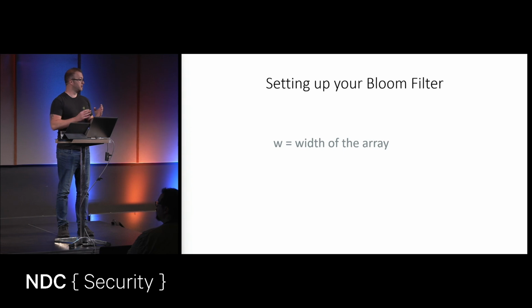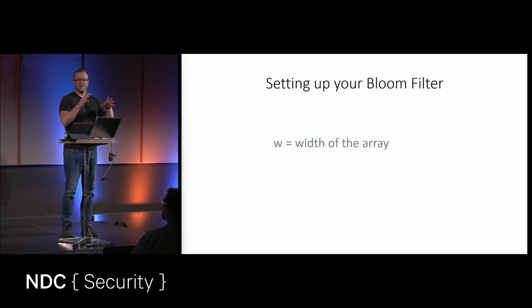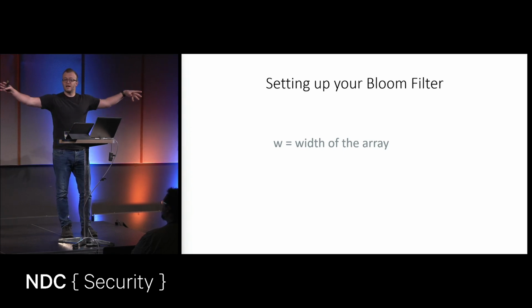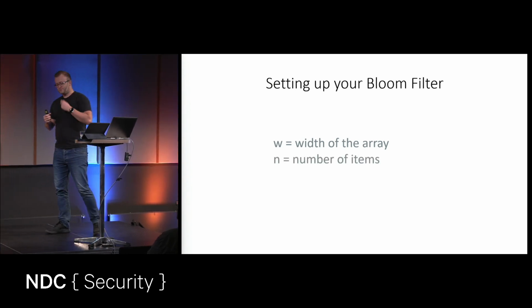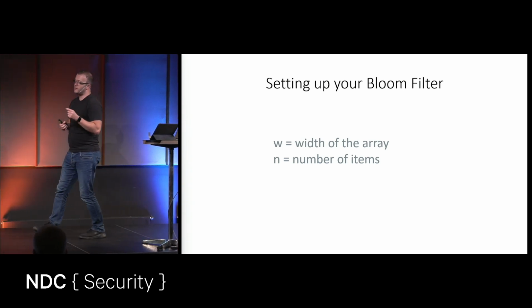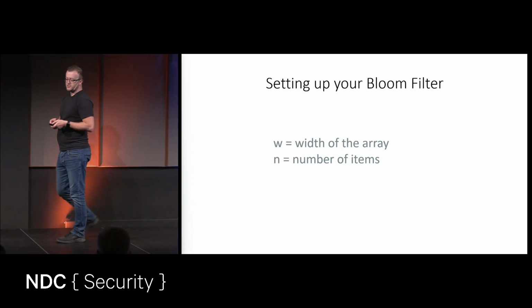So we've got W, which was the width of the array, right? My array was only 10 bits wide. If I made that array a lot wider, those first two items and then item D would probably not collide. As you make the array wider, you reduce the chance of collisions. You need to know, within reason, how many items you plan to put in the filter.